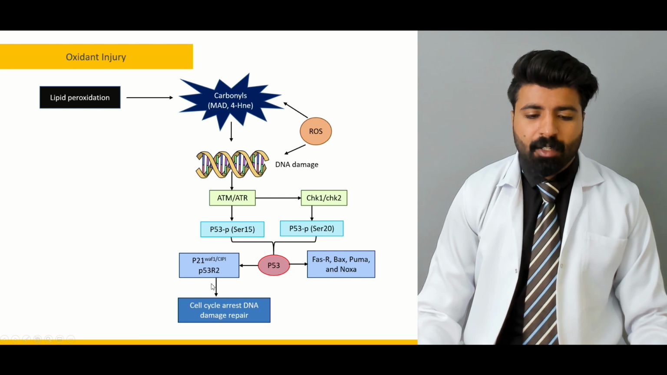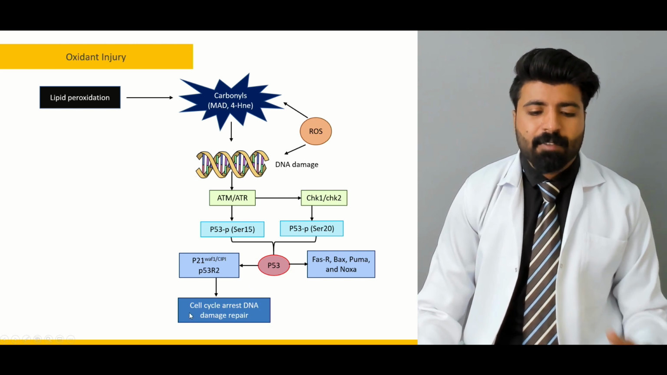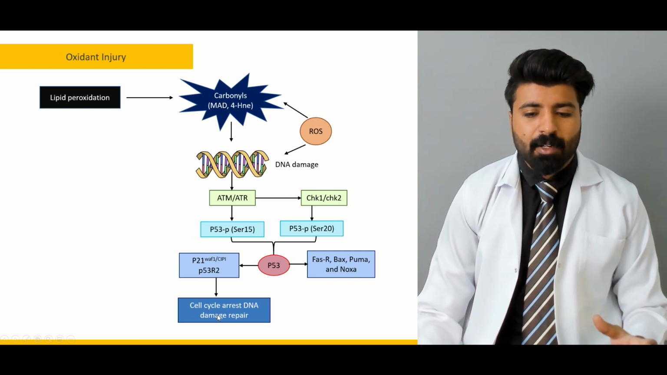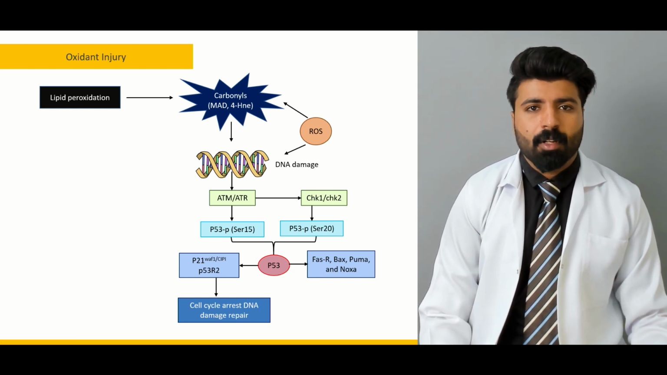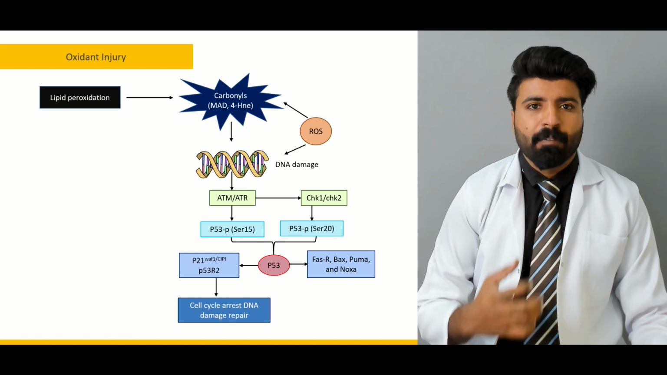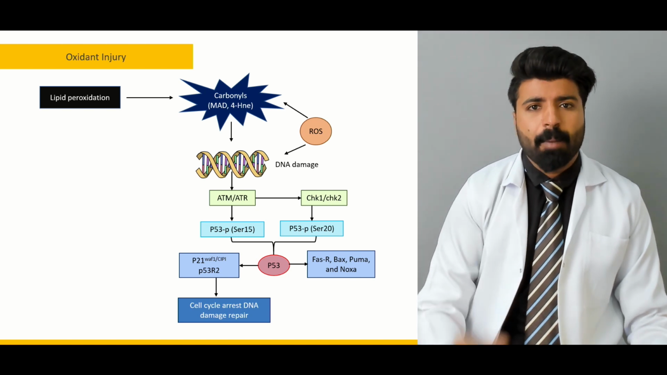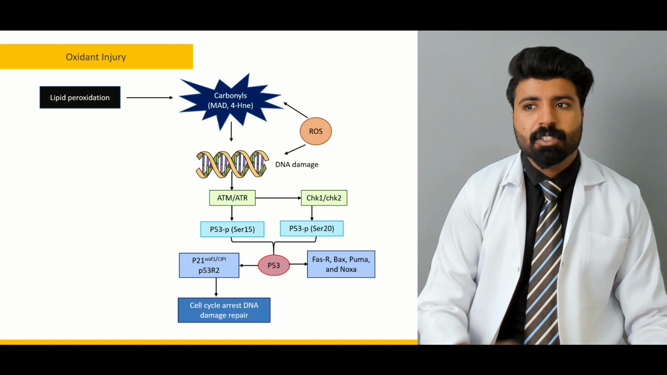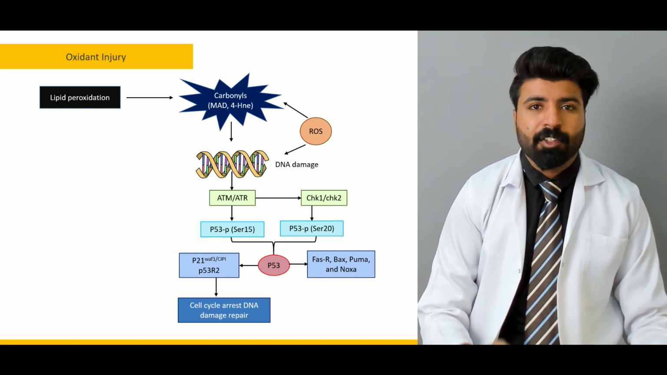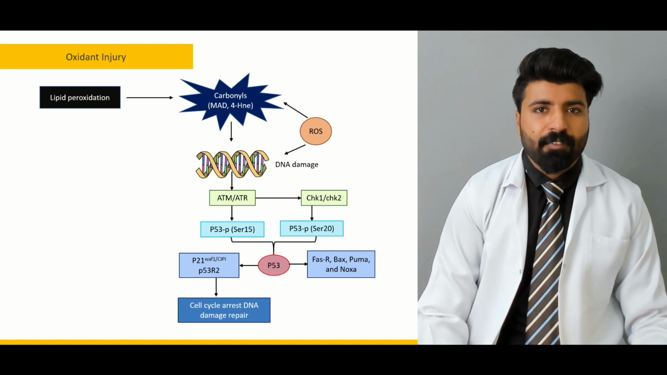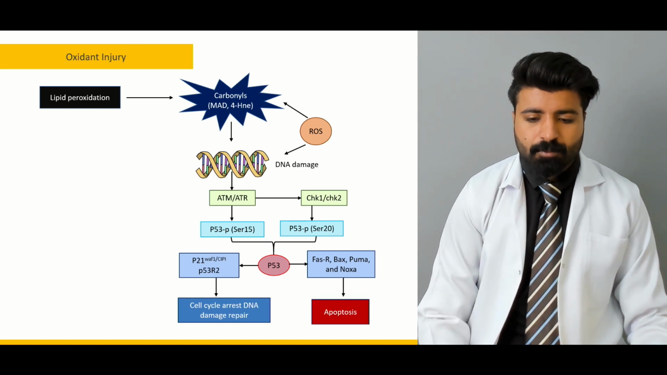Due to P53, one thing that happened was cell cycle arrest and DNA damage repair. But what if the DNA is beyond repair? The damage is too much. P53 cannot make up for the whole damage. Maybe there's deletion of a gene. Maybe there's translocation and P53 cannot cope with that kind of injury.